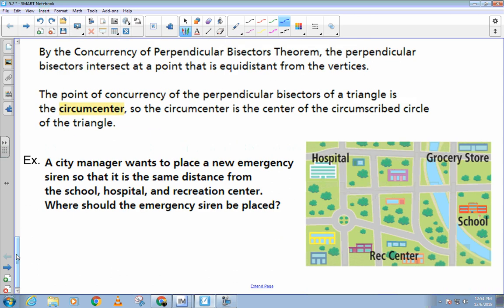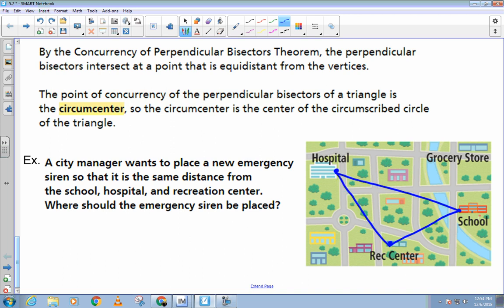Okay, so let's look at this. A city manager wants to place a new emergency siren so that it is the same distance from the school, hospital, and recreation center. Okay, so here is the school, here is the hospital, and here is the rec center. Okay, and I want to put a siren that is equidistant to each one of those points. Okay, so connect all these to create a triangle like we did before, right?